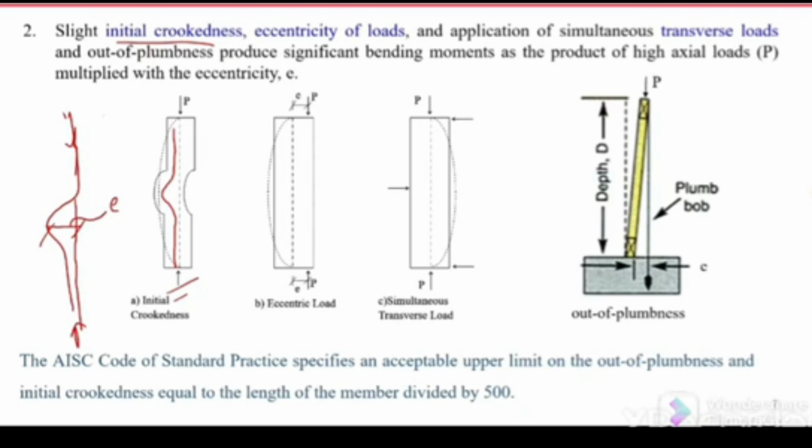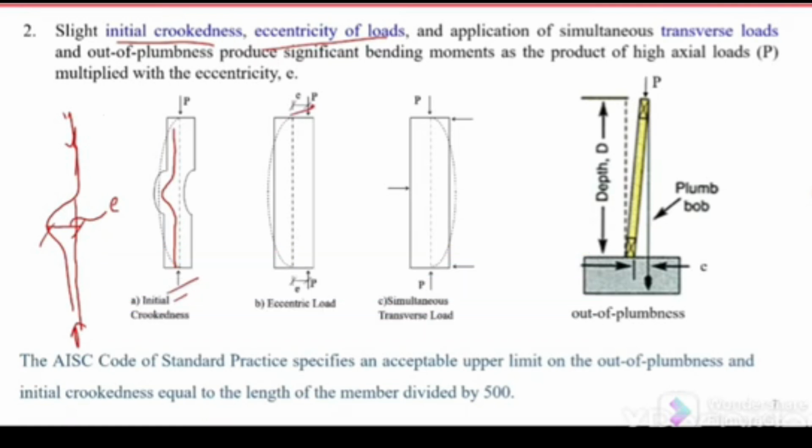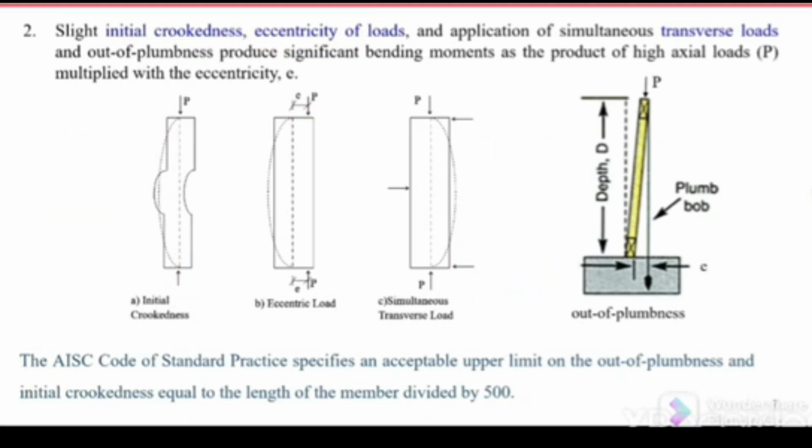The second source is eccentricity of load, if the load is acting away from the centroid. This is a possibility mostly in the case of brackets. Here we have a column and here we have a bracket like this. In that case, if a girder is resting on this bracket, definitely the line of action of load will be over here and the centroid of the column is over here. So there will be a large amount of eccentricity. This eccentricity will generate bending moment in the column. The next source is application of simultaneous transverse load. This also produces bending moment in the column, and we can say that there exists eccentricity.